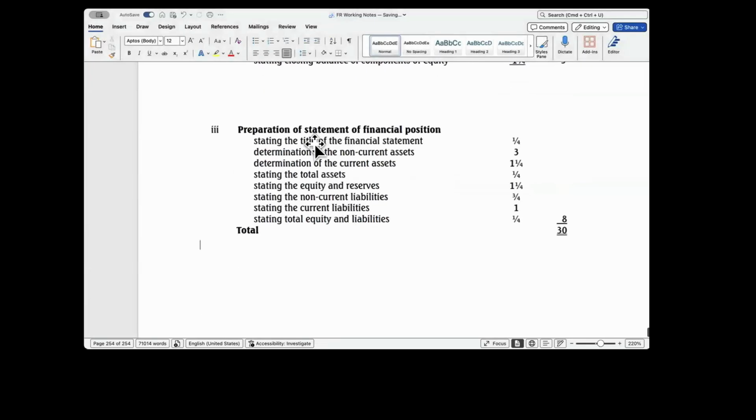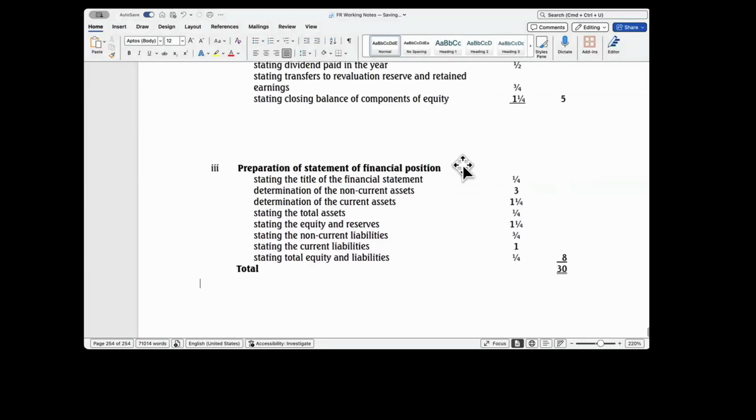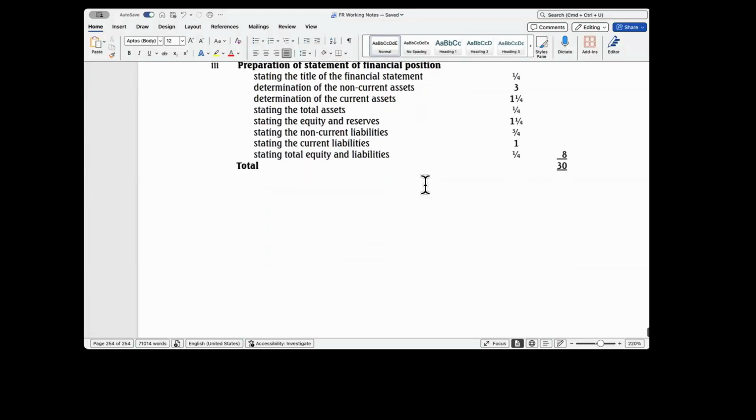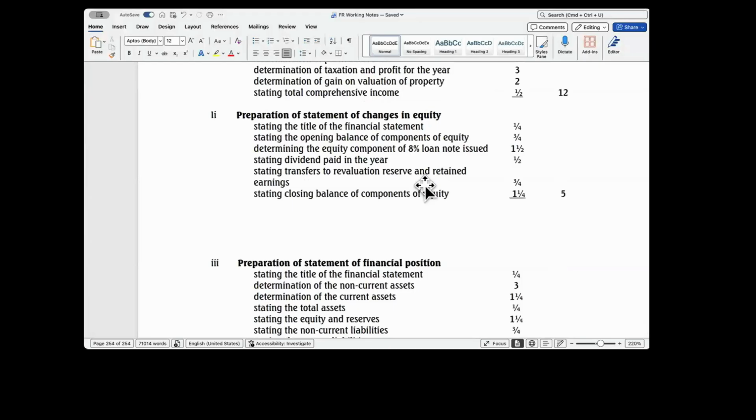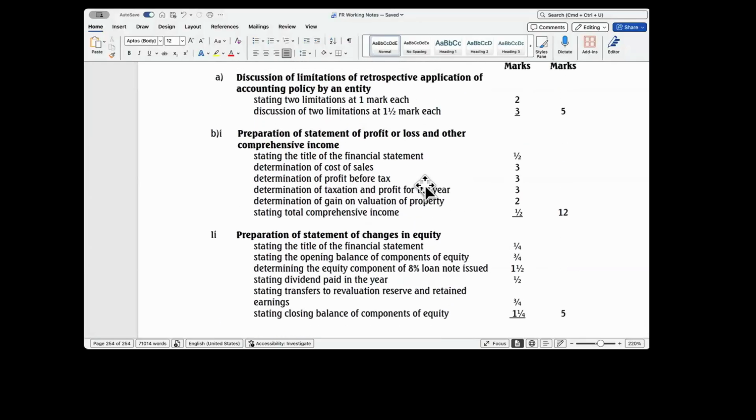Now, let's see the statement of financial position. For statement of financial position, stating the title, determining the non-current assets, 3 marks. So I will share this with you. My point is that it's not about the figure per se. It's not about whether my final answer is correct. No, it's about the systematic process that you do. And in all you do, make sure at least you prepare your statements. Because from there, the examiner will walk through your workings, giving you ticks and ticks and ticks for each of those steps that you go through in the exam.